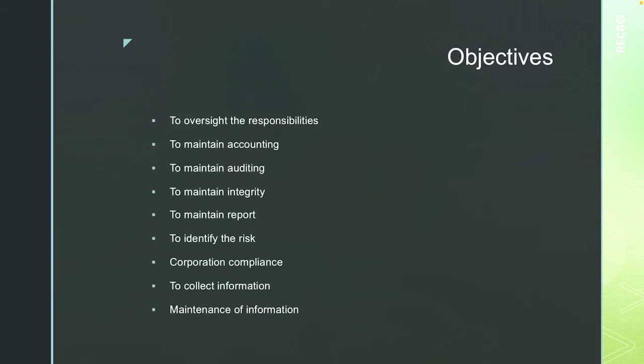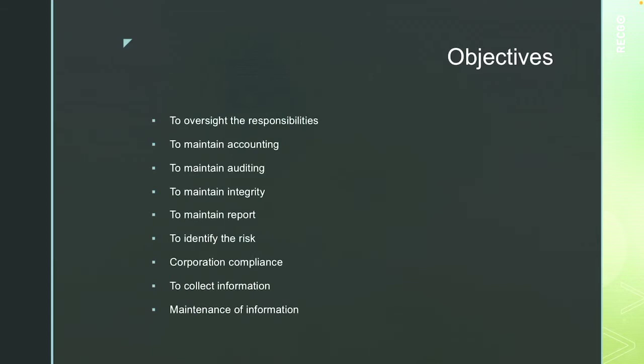The first one is to oversee the responsibilities. Why will this audit committee be introduced? What is the main purpose or the objective of introducing this audit committee? First one is to oversee the responsibilities relating to the corporation's financial statements, external auditors, risk management, compliance with legal and regulatory requirements, and management information technology. Next, to maintain oversight of the corporation's accounting and financial reporting processes.